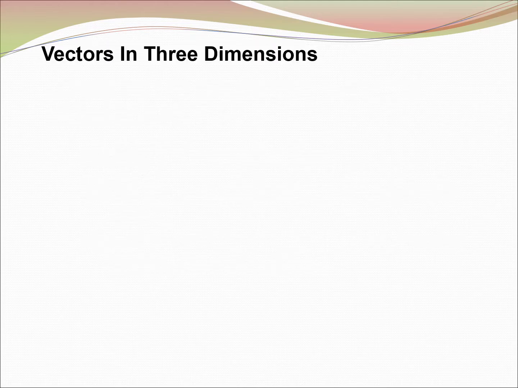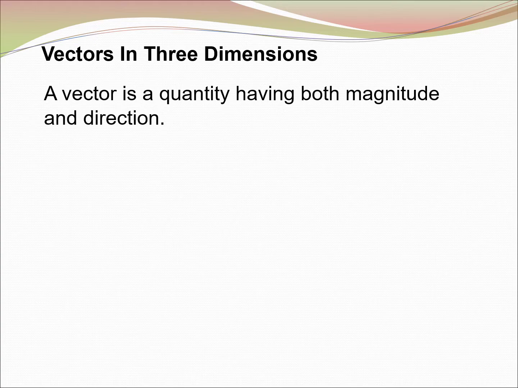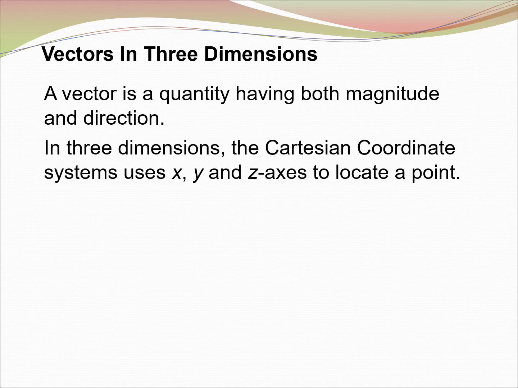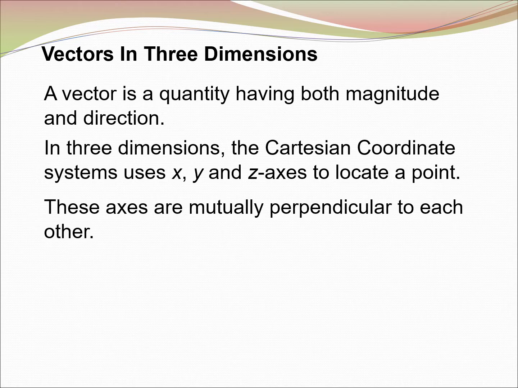Vector in 3 dimensions. A vector is a quantity having both magnitude and direction. In 3 dimensions, the Cartesian coordinate system uses x, y, and z axes to locate a point. Their axes are mutually perpendicular to each other. From the diagram, we can see that OX is perpendicular to OY and perpendicular to OZ.